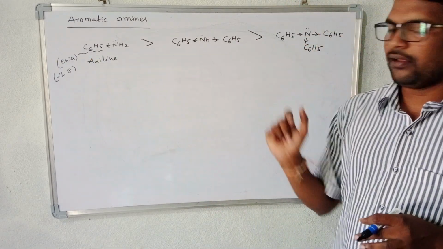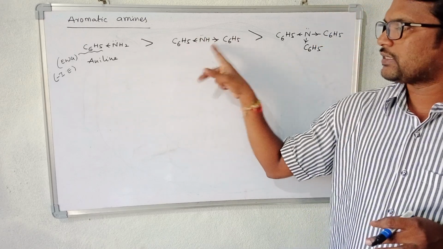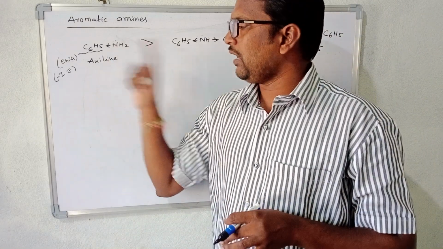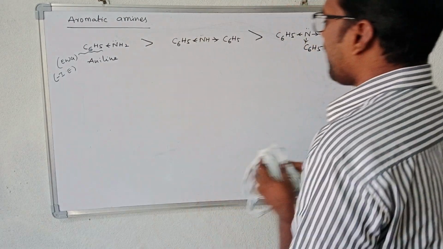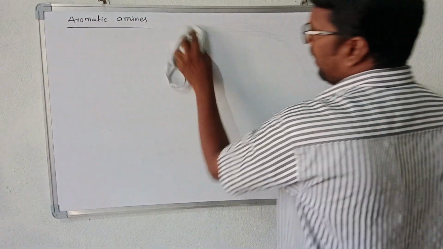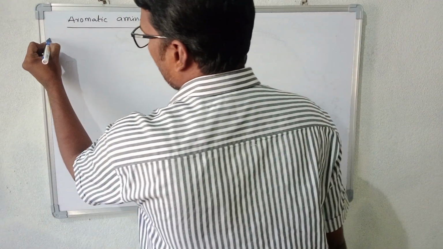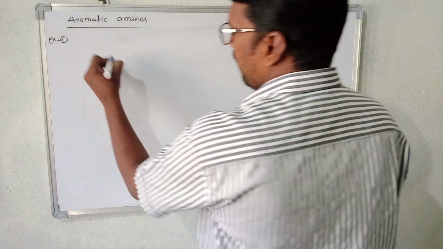So within the aromatic amines, it is aniline, diphenylamine and triphenylamine: aromatic primary amine, aromatic secondary amine, aromatic tertiary amine. When you take these three, aniline is more basic. So you remember that whenever a minus I group is present, it can withdraw electron density. That's why basicity decreases. Right. Now we take another example, based on substituent groups. Now we see.